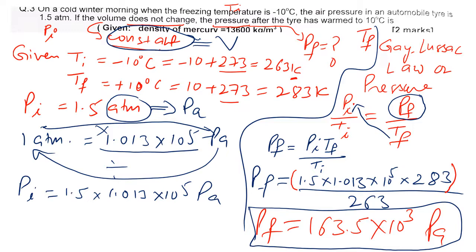After putting the values, this Pi value is 1.5 into 1.013 into 10 to the power 5, and the final temperature is 283, and you divide this by Ti. So the Ti is 263. Whenever you are calculating in your calculator, take care: keep all the values in one bracket, then you divide this value.